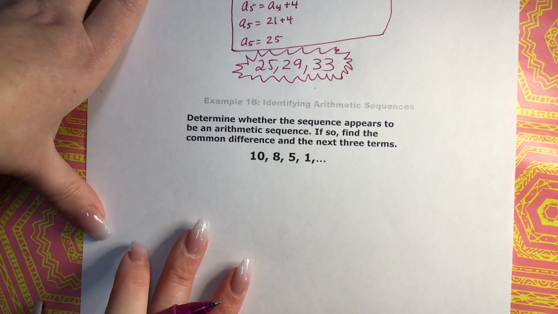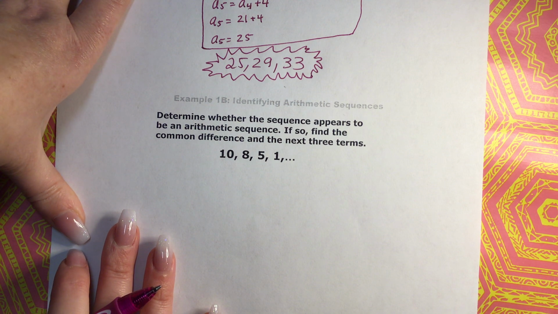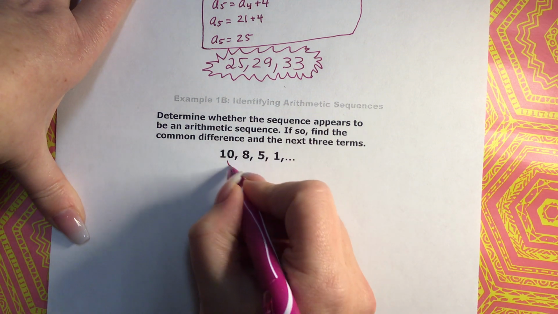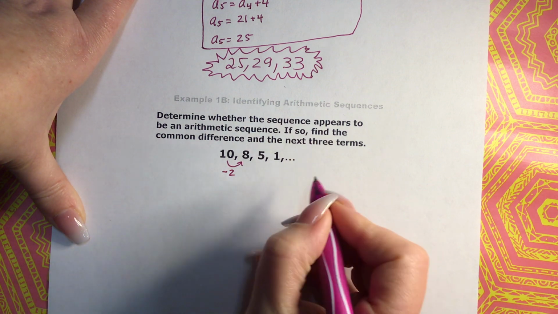It says determine whether the sequence appears to be an arithmetic sequence. If so, find the common difference in the next 3 terms. Okay, so let's look here. What's happening? From 10 to 8, it looks like it's getting smaller, so it's being subtracted by 2.